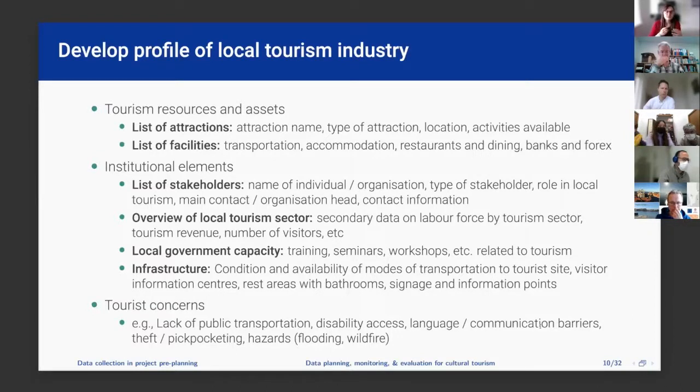And in terms of the tourist concerns, we can think about, are they concerned about the public transportation? Are they concerned about language and communication barriers? Are they concerned about the possibility of a wildfire in the summertime in rural Spain and Portugal? So it's just assessing what's going on and thinking how we can address these issues, what resources are available, and how we fit into the overall tourism industry.